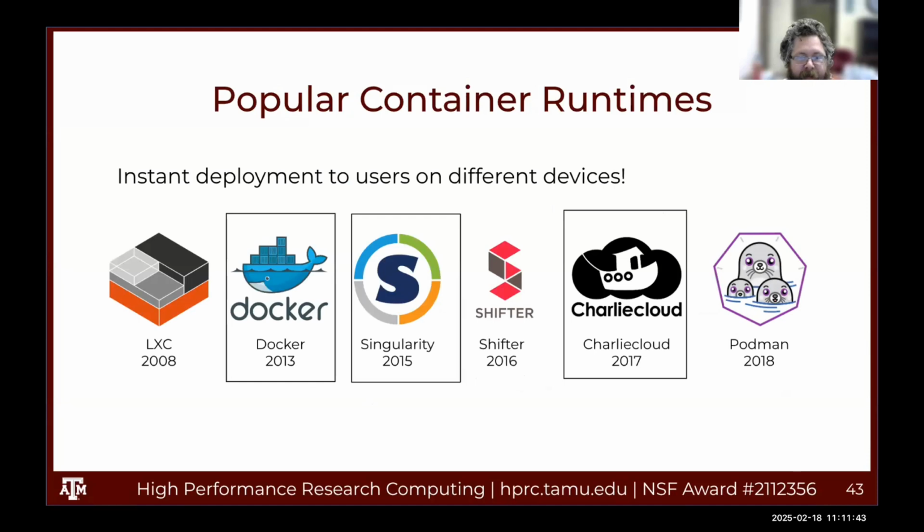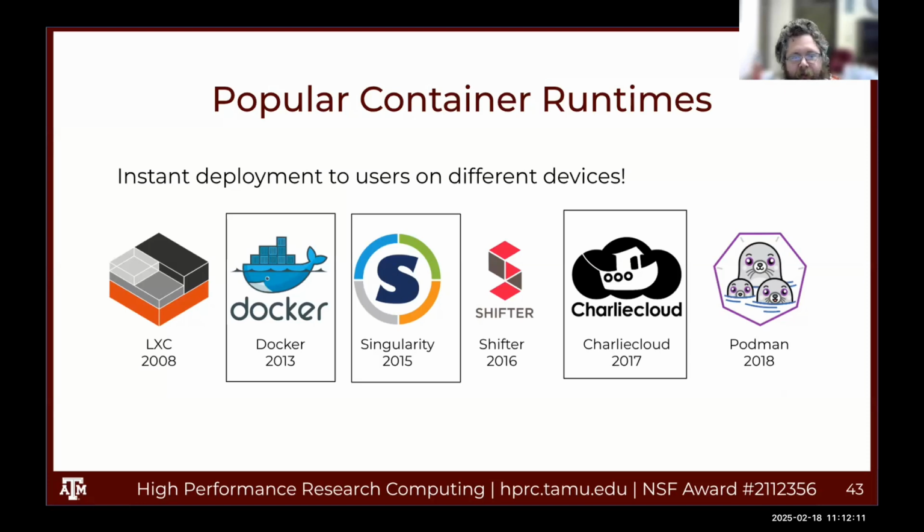There are three that we have on ACES, which are Docker, Singularity, and Charlie Cloud. Although we have Docker on ACES, I am not able to make it do anything useful because Docker was not designed for shared HPC clusters. Docker was designed for personal desktops. So it lacks some features that are needed to be useful for HPC.